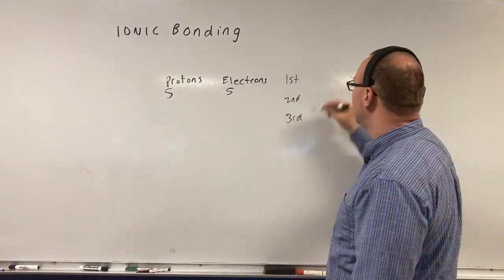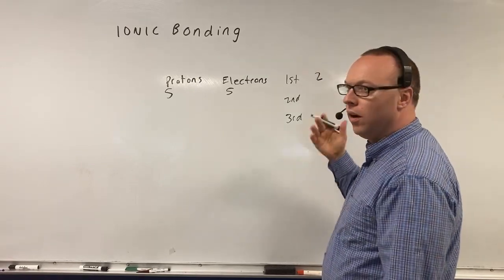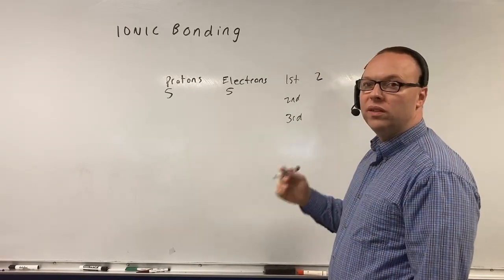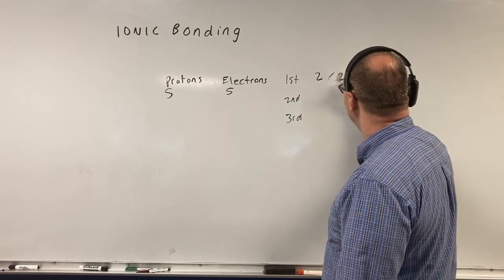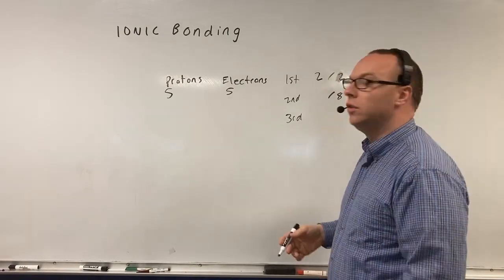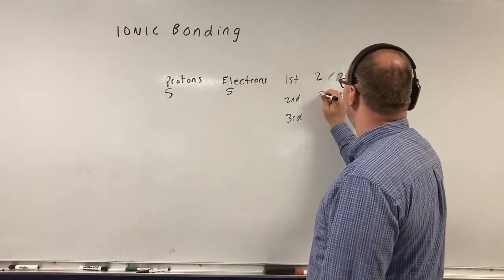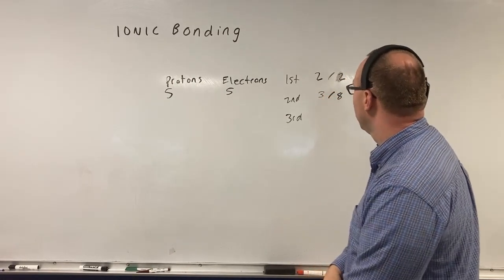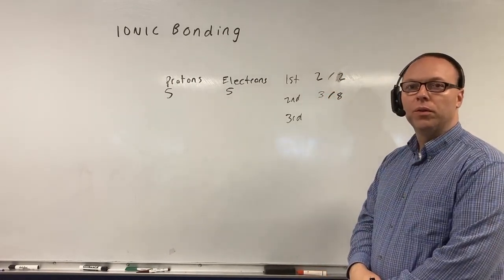So the answer is, you're going to put 2 in this first shell, because that's all the more it can hold. The second shell can hold 8, but we don't have 8 electrons to put in there. So we only have 3 electrons that we can put in there. And so that's how that's going to work right there.